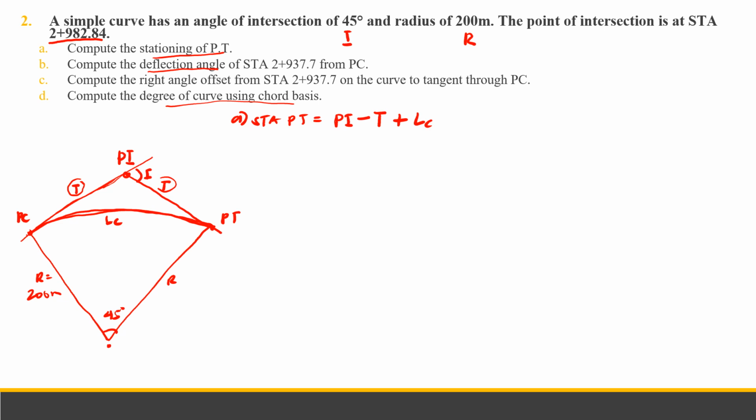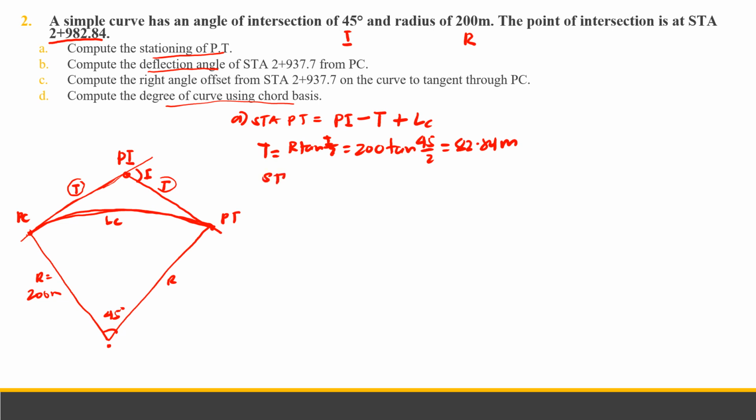Okay, so first we solve the tangent. So, tangent is equal to R tangent I over 2. So, the radius is 200. Tangent 45 degrees over 2. So, this will give us 82.84 meters. So, that is the tangent.